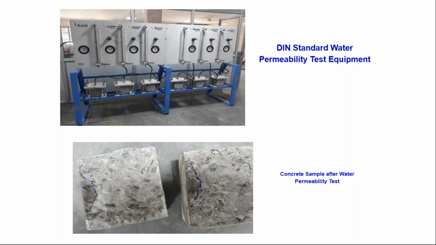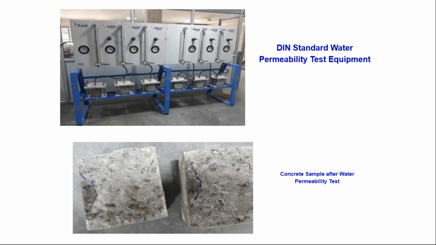The guidelines are given there, where the concrete specimen can be either cubes or cylinders, but typically for the Indian context we normally use cubes. What happens in the water permeability test is that you will be having a definite pressure. It can be 5 bar, it can be 10 bar or whatever it is. And then it is passed through the specimen, and there is a particular value.